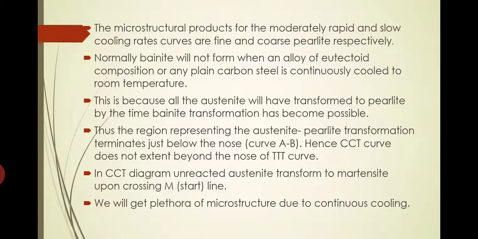So in the CCT diagram, unreacted austenite transforms into martensite upon crossing the M start line. See, once the cooling curve reaches the M start line, then martensite transformation will take place. We will get a plethora of microstructures due to continuous cooling.